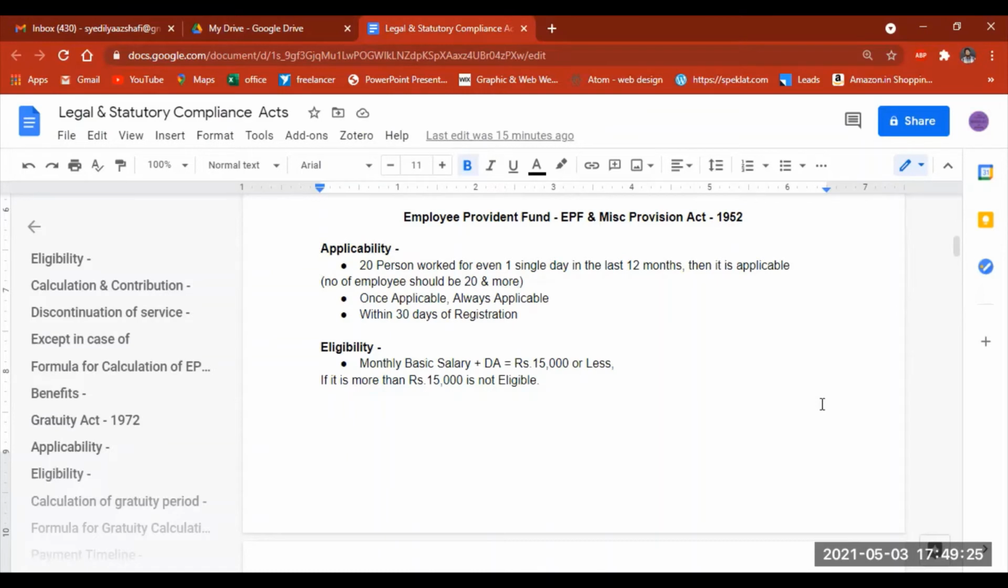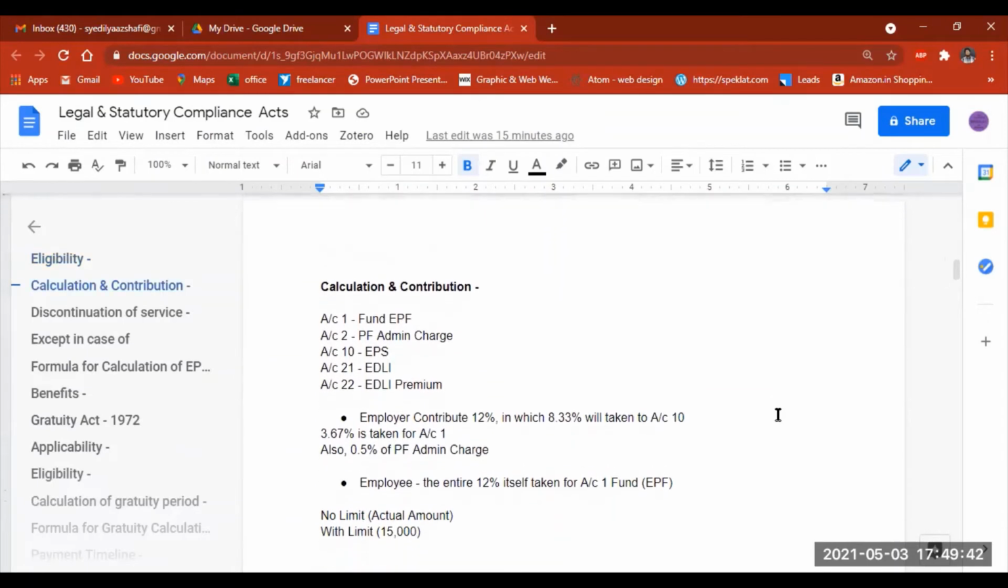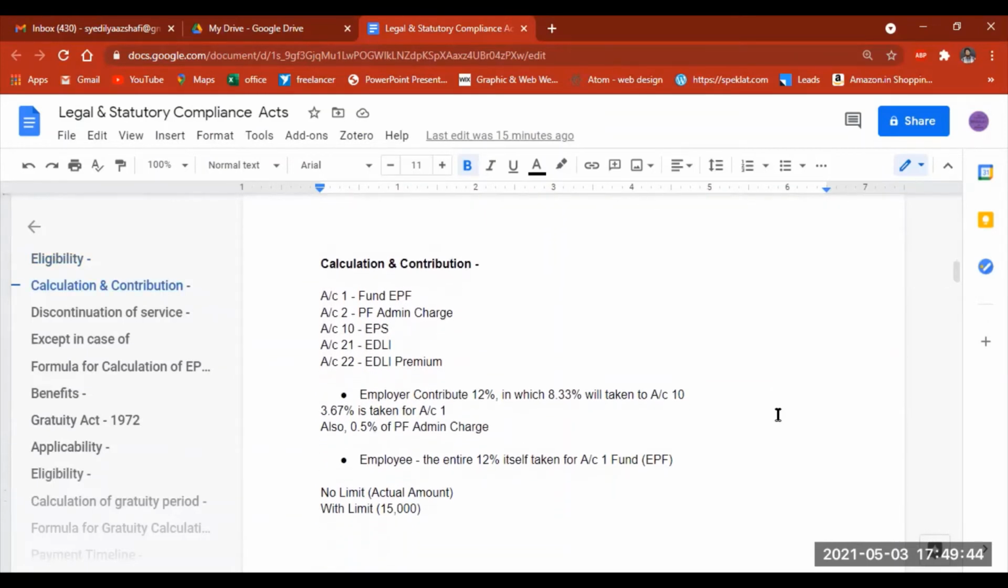If you take an employee A whose monthly basic salary is more than 15,000, like 20,000 or 18,000, then it is not applicable. He is not eligible for the provident fund. And here there is a calculation and contribution for the Employee Provident Fund.